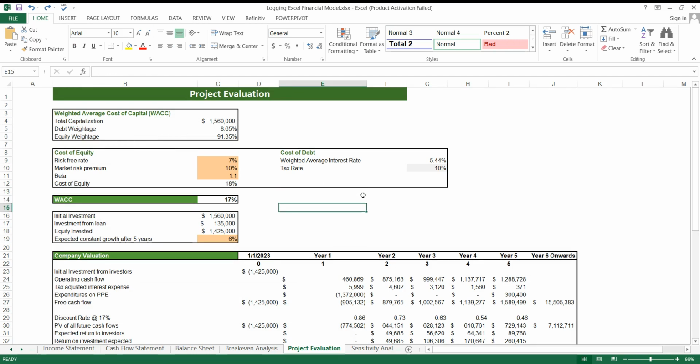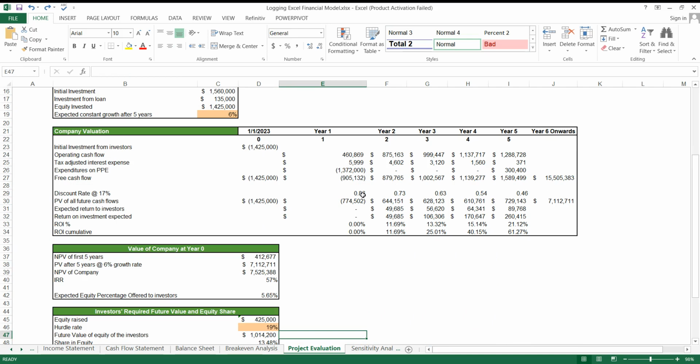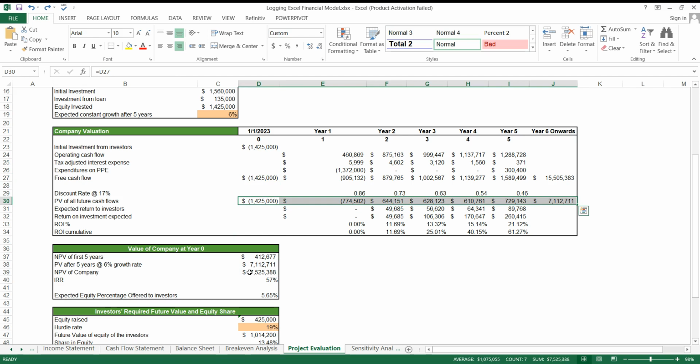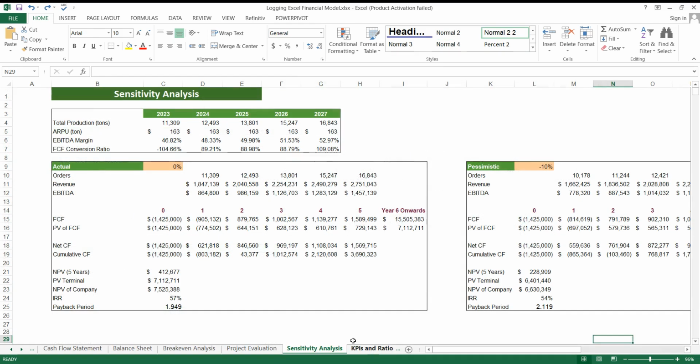This sheet is very important as it uses the weighted average cost of capital to calculate the net present value of the company and the internal rate of return. This sheet also has the present value of the cash flows for the 5 years and also the terminal value of cash flows. Next, we have the sensitivity analysis sheet.